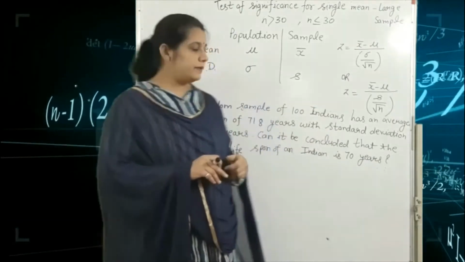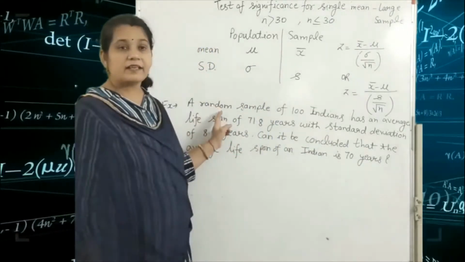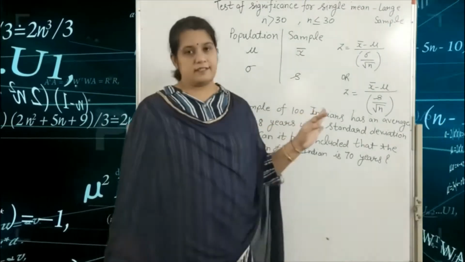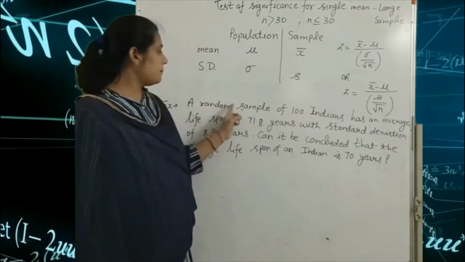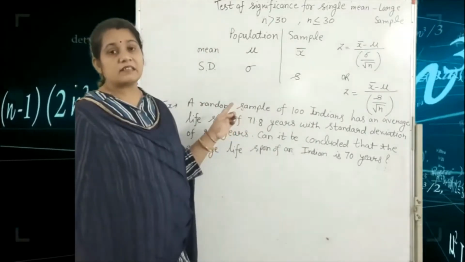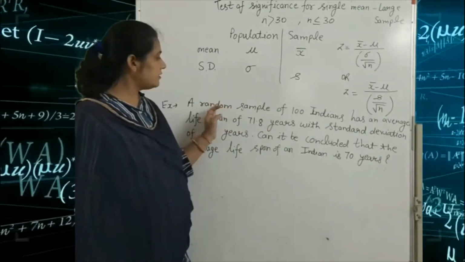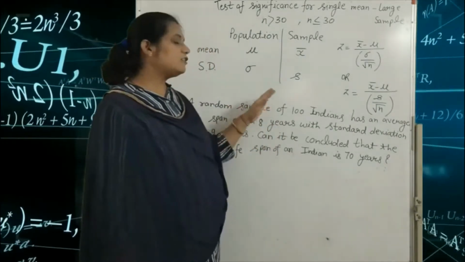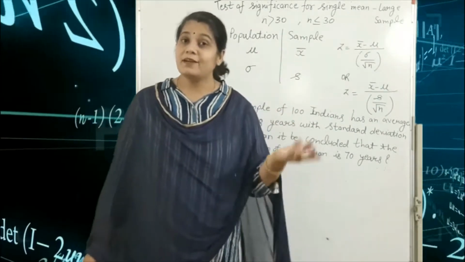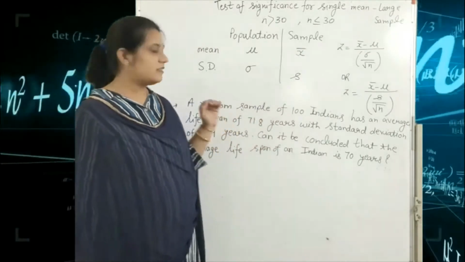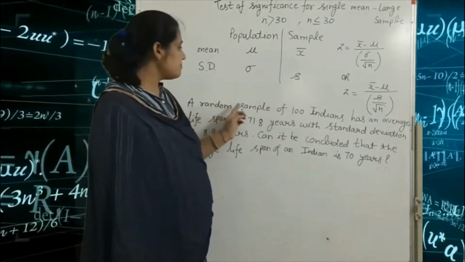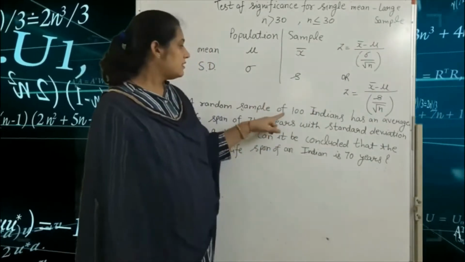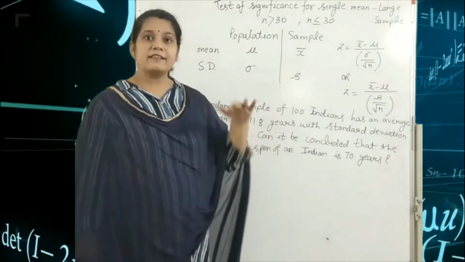The example is: a random sample of 100 Indians. Always read carefully, because from the first sentence we understand whether these values are according to the sample or the population. A random sample of 100 Indians. That means here n is equal to 100 and it is a sample.